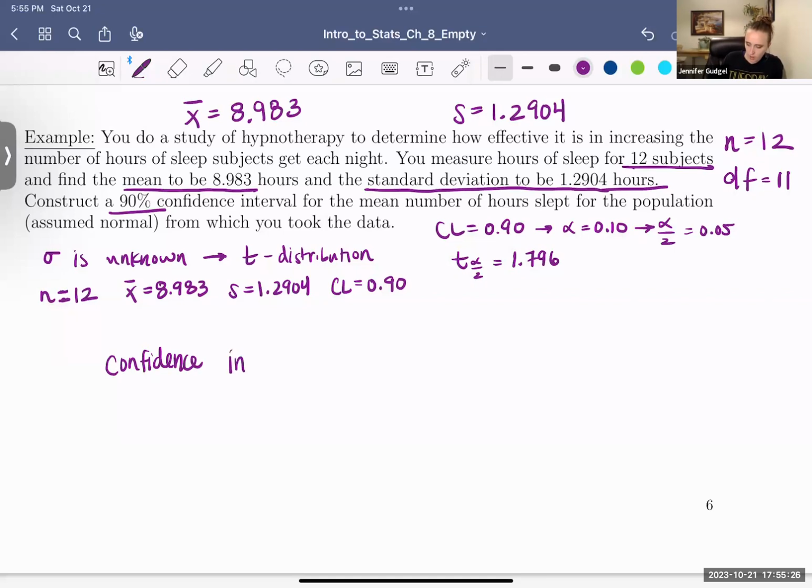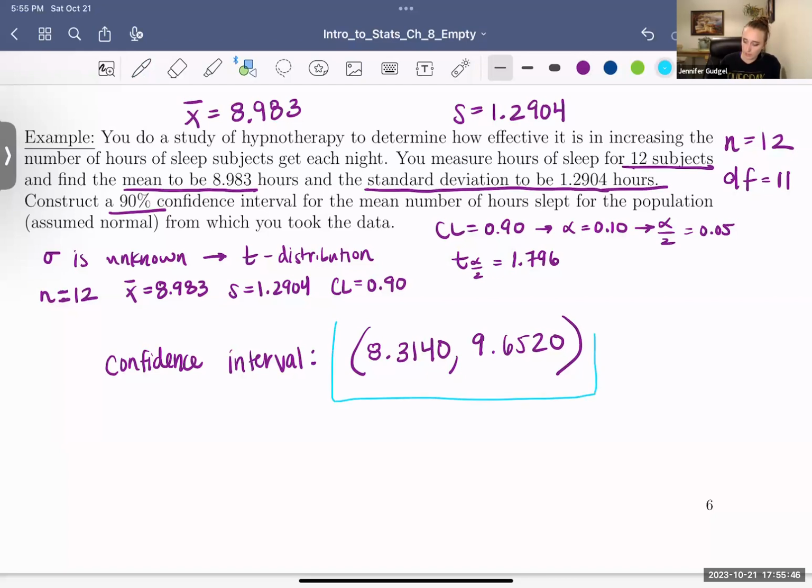From our online calculator, we get the confidence interval, parenthesis, 8.3140, comma, 9.6520, end parenthesis. That's how we write our confidence interval. Notation does matter. And now we write a summary.